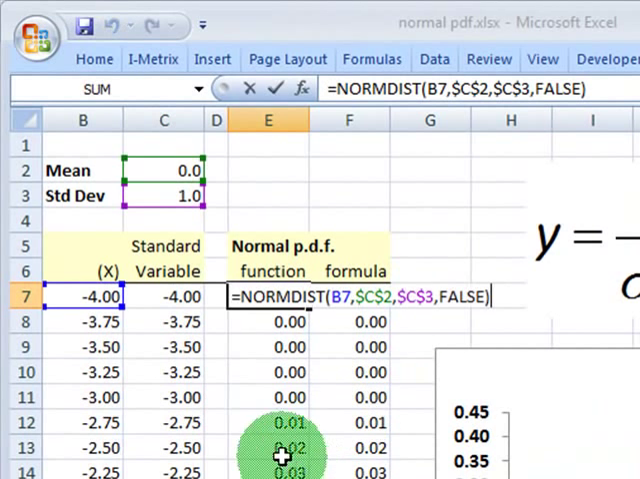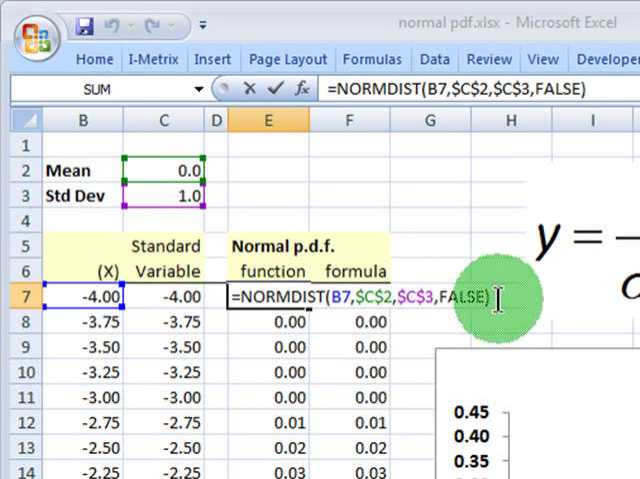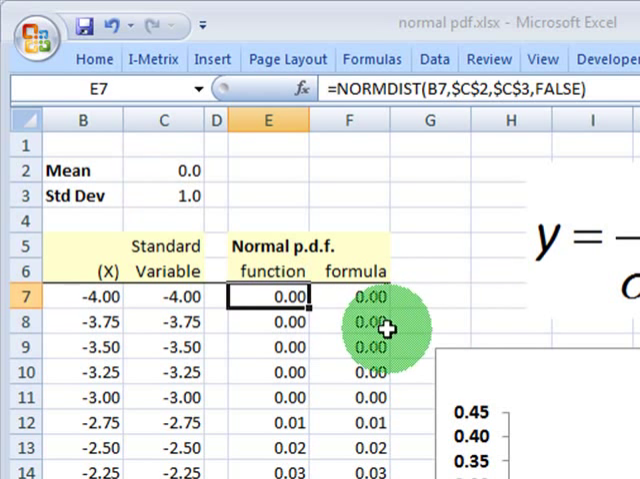First, here I use the built-in Excel function, equals NORM.DIST. It takes four parameters. First, here where I've got B7, it takes the x value, that's the value of x on the x-axis. It takes the mean, which I've got as 0. It takes the standard deviation, I've got a 1. And then it takes a TRUE if we want a cumulative distribution, or a FALSE if we want the density function, which we do want. So that's my straight use of the Excel function.